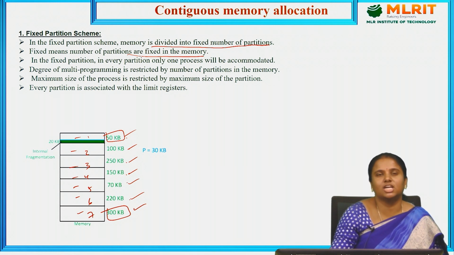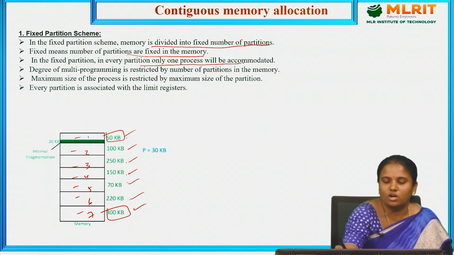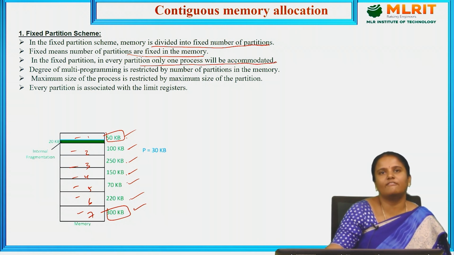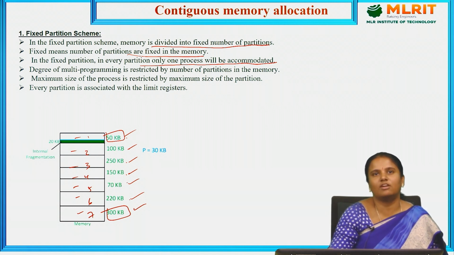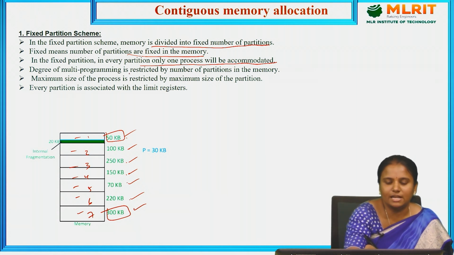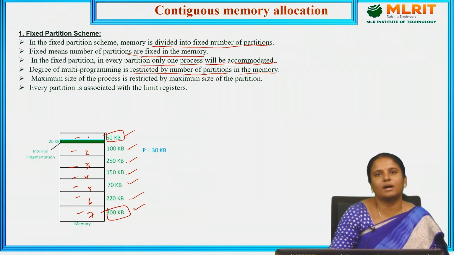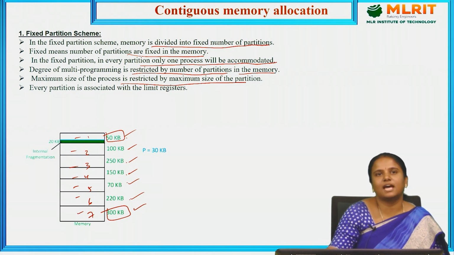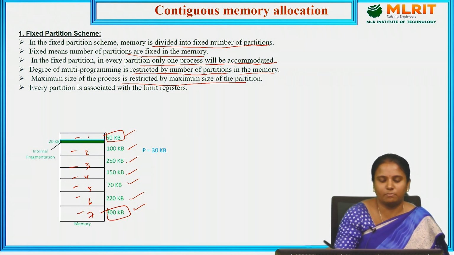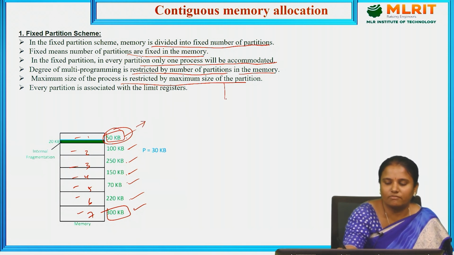Each fixed partition consists of a fixed memory. In the fixed partition, in every partition only one process will be accommodated. Why? Because it is fixed. Fixed means we cannot change. Only one process can be accommodated. The degree of multiprogramming is restricted by the number of partitions in the memory. The maximum size of the process is restricted by the maximum size of the partition.